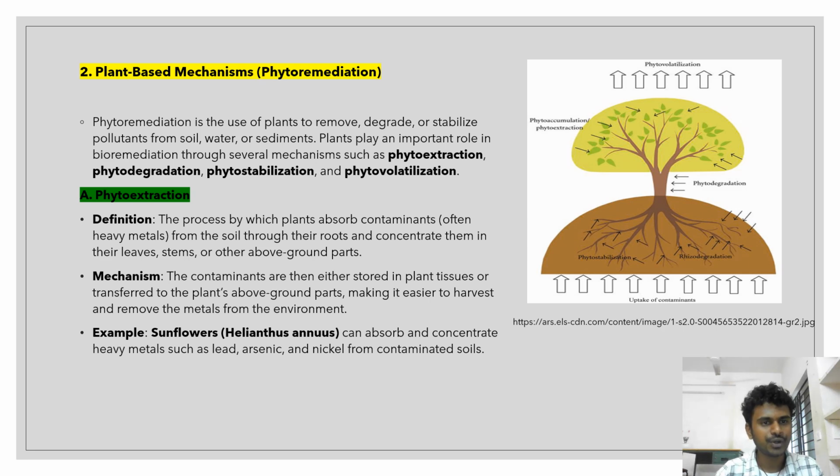Coming to the first one, phytoextraction. The definition of this one is the process by which plants absorb contaminants from the soil through their roots and concentrate them in their leaves, stems, or other aboveground parts. Mechanism: the contaminants are then either stored in plant tissues or transferred to the plant's aboveground parts, making it easier to harvest and remove the metals from the environment. Example: sunflower can absorb and concentrate heavy metals such as lead, arsenic, and nickel from contaminated soil.